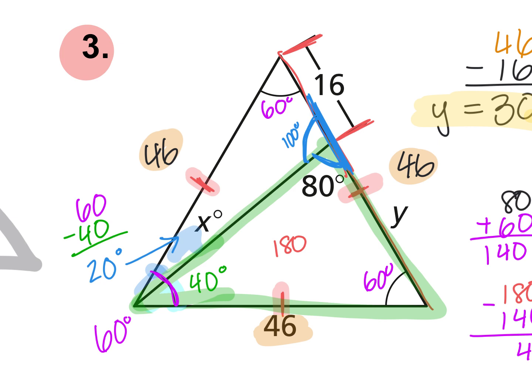I'm going to highlight this triangle right here. I have 60 plus 100. What's that going to give me? What's 60 plus 100 going to give me? 160. And what's 160 plus 20? 180. So that is also a way to check, okay? You could use whichever triangle you want to use.